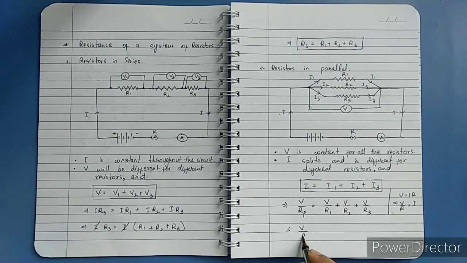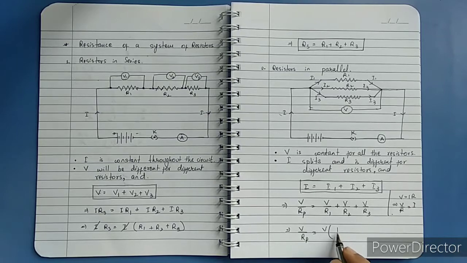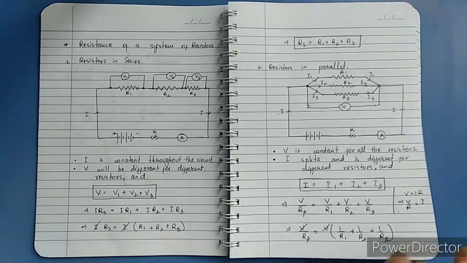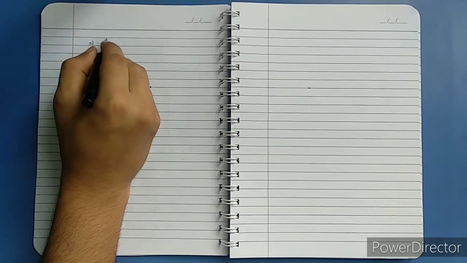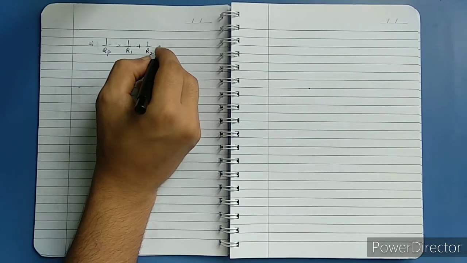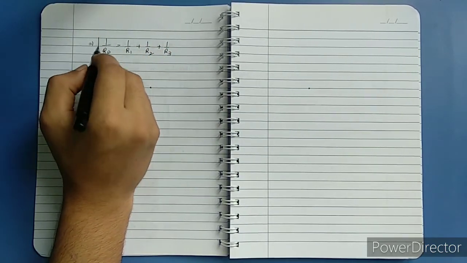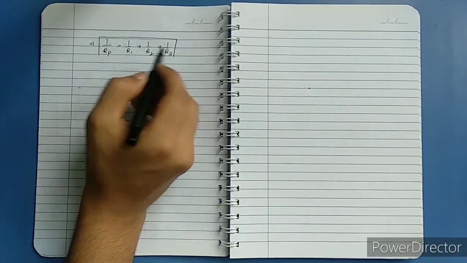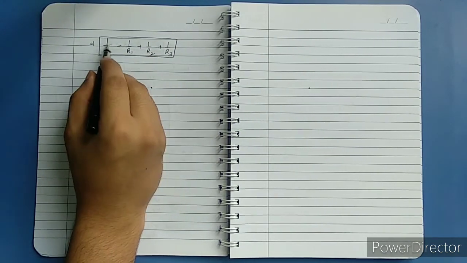Now V by Rp equals V common, 1 by R1 plus 1 by R2 plus 1 by R3. V and V cancel off. We have 1 by Rp equals 1 by R1 plus 1 by R2 plus 1 by R3. So for the resistance in parallel, we take the sum of the reciprocals to get the reciprocal of the resistance in parallel. For today's class we'll discuss this much, and in the next class we are going to look into different examples relating them. Thank you.